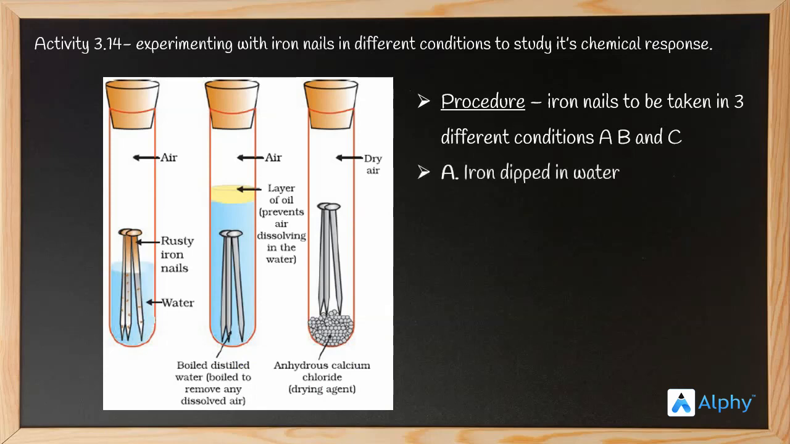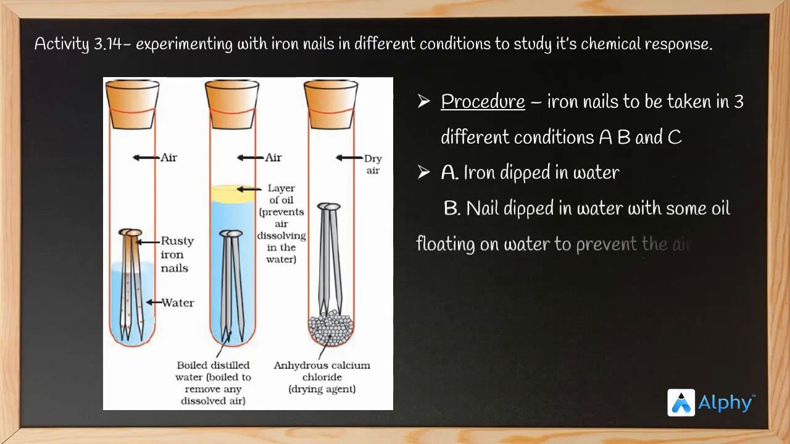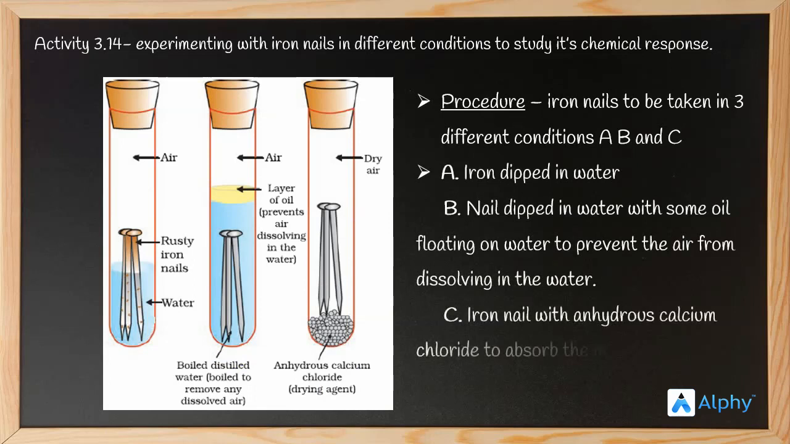So what are we doing in these three conditions? First one, the iron nail is dipped in water. The second one, B, the nail is dipped in water with some oil floating on the water to prevent the air from dissolving in the water. The last one, we will have an iron nail with anhydrous calcium chloride to absorb the moisture, if any, from the air. So now from the procedure you can see that three different test tubes are maintained at three different conditions with iron nails in them.